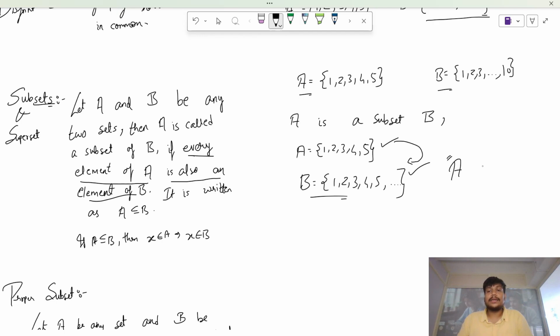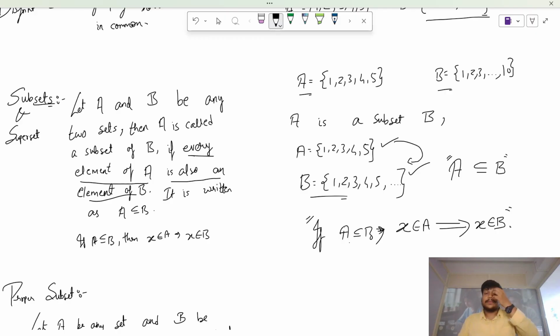And how do I denote it? I denote it by this notation: A is a subset of B. What does it mean when I say A is a subset of B? I mean that every element which belongs to set A is also belonging to set B. This is subset. A is a subset of B.